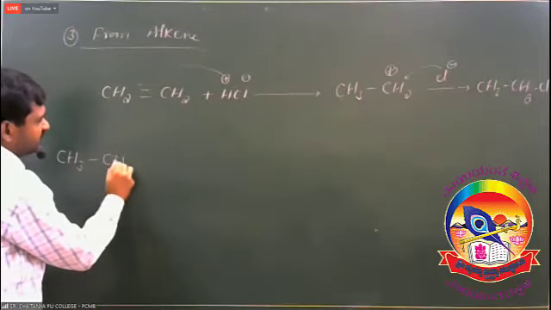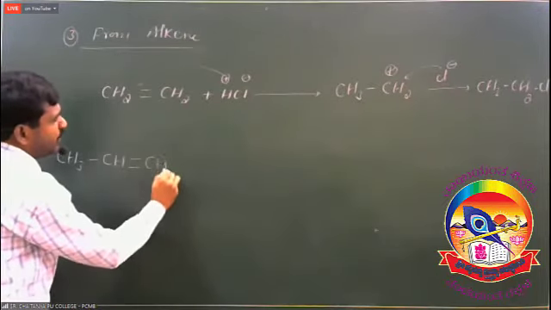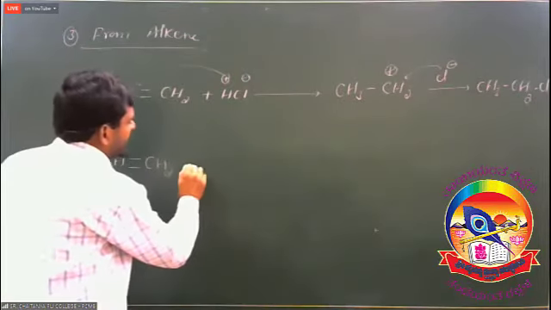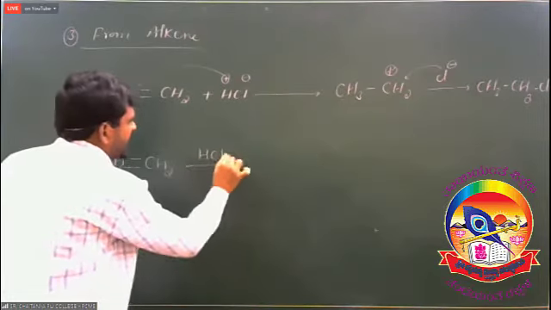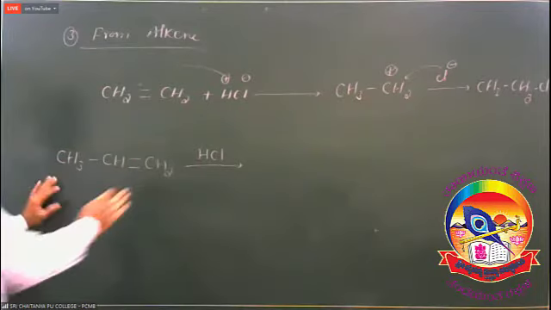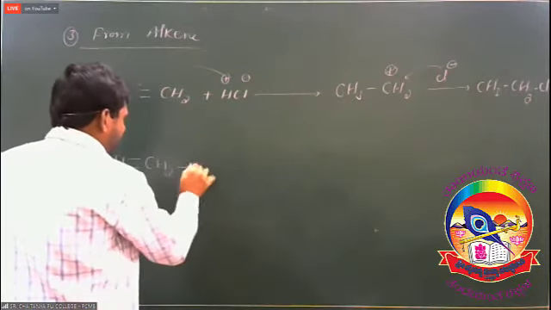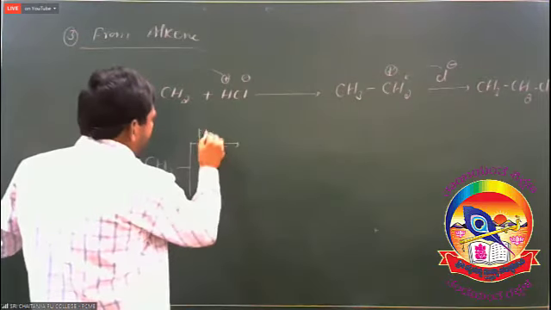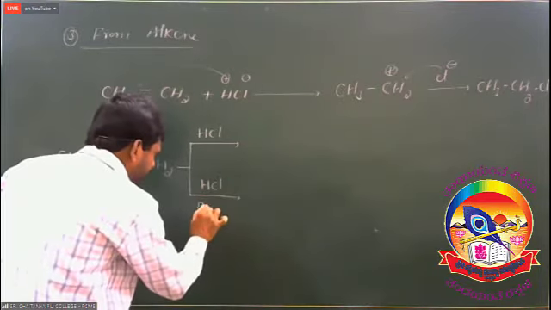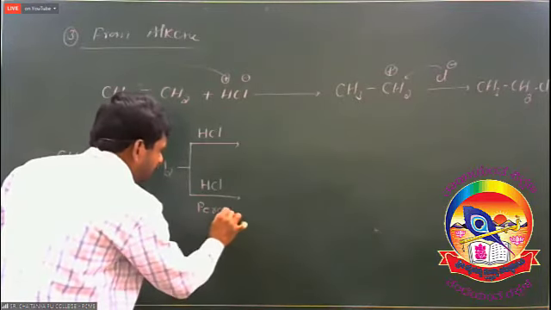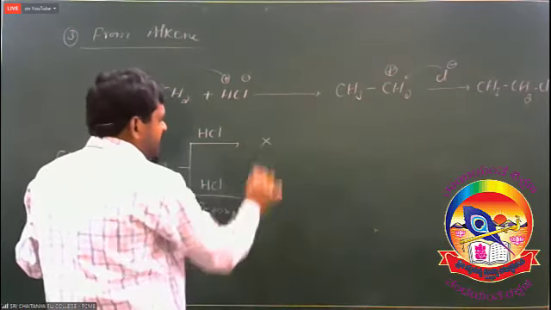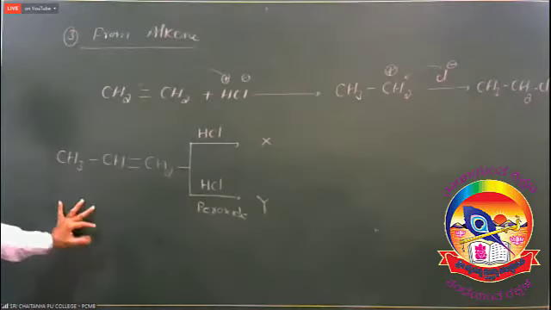CH3CH=CH2, propene. Propene reacts with HCl. Here the product formed is X. Second, the same propene reacts with HCl in the presence of peroxide. Here the product formed is Y. What are X and Y?